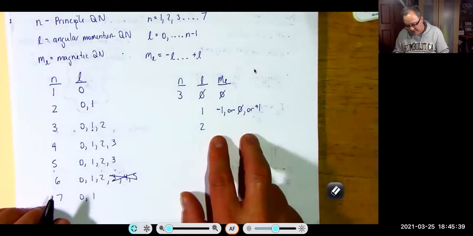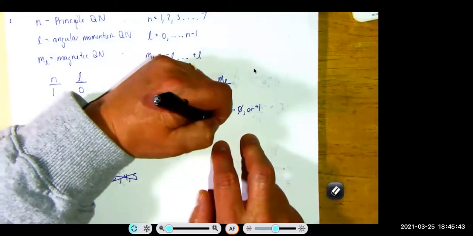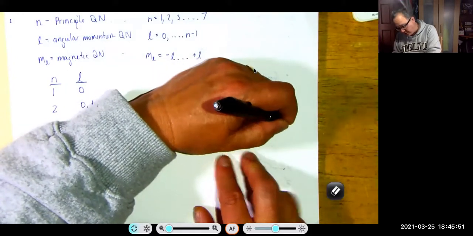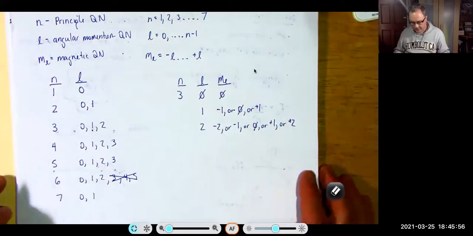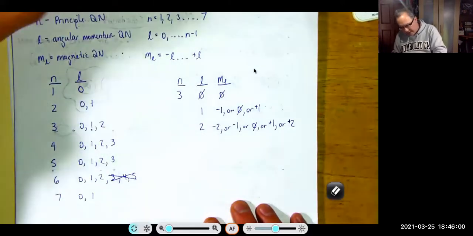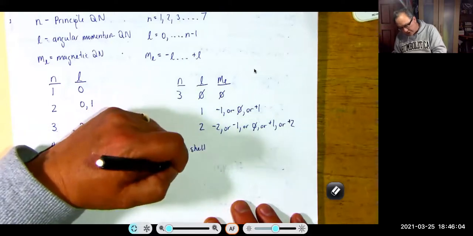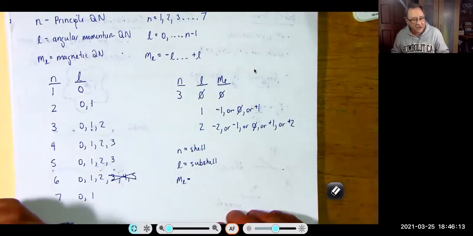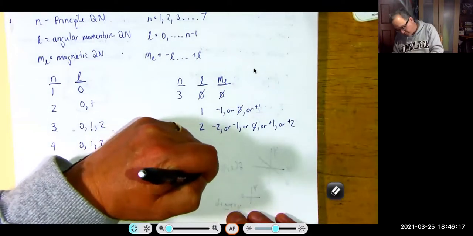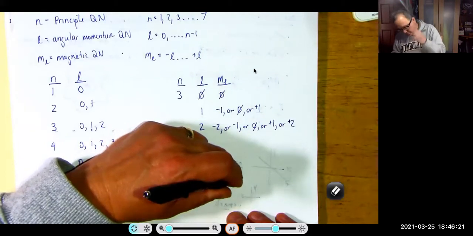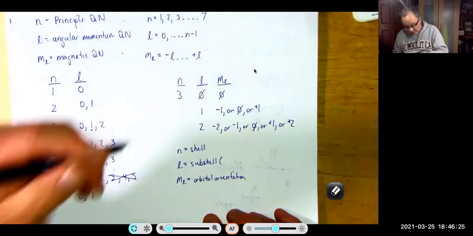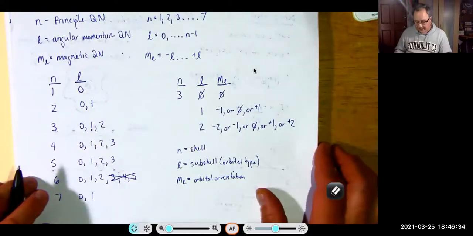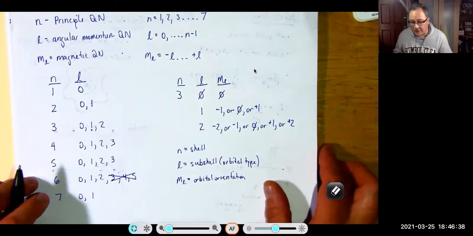So what are the possibilities here for m sub L? -2 to 2. Right, so -2 or -1 or 0 or +1 or +2. Now, furthermore, for these quantum numbers, N is called the shell, L is called the subshell, and m sub L is basically the orientation of an orbital. And L also, not only does it give you the subshell, but it gives you the orbital type. So I know I'm going through this pretty fast, but this is some very confusing stuff. So you want to watch the other videos where I've talked about this also.